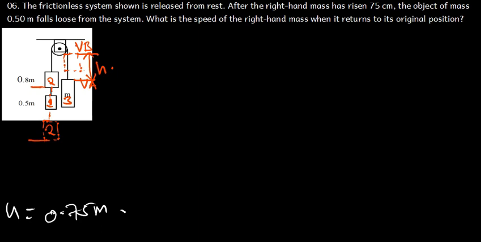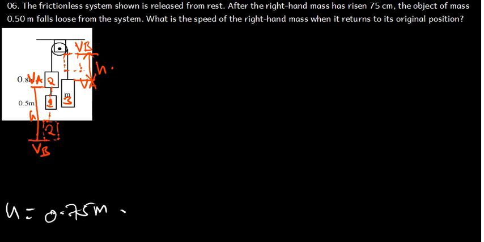So now I'm going to call this one also h, the same. The height that m3 is going to rise is going to be the same as the height these two are going to fall. So the height is going to be the same. I'm going to call the velocity, this one VA, this one VB.